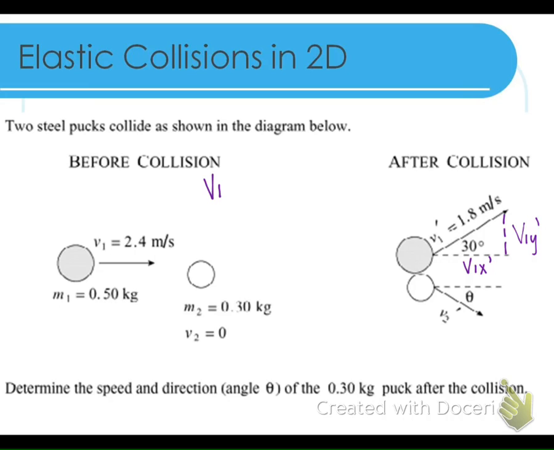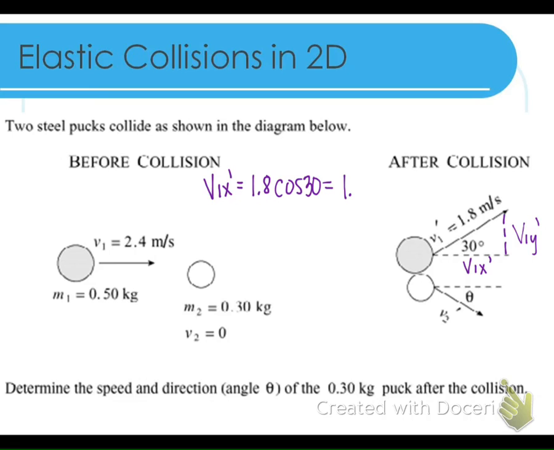So let's solve for v sub 1 x prime first. Is this v sub 1 x prime adjacent or opposite of our 30-degree angle? It's adjacent, which means we use which trig function? We're going to use cosine. So we'll take 1.8, which is our hypotenuse, times cosine of 30. Please make sure that your calculator is in degrees, not radians.